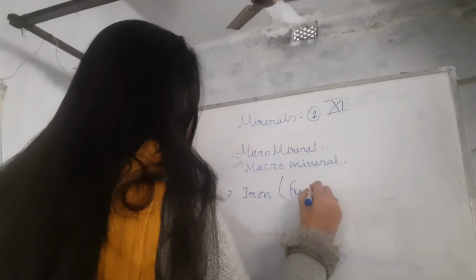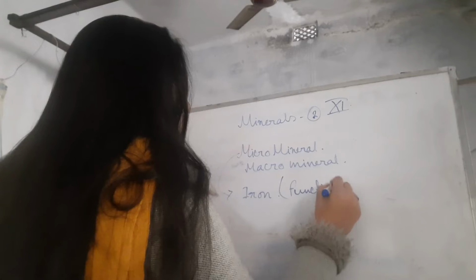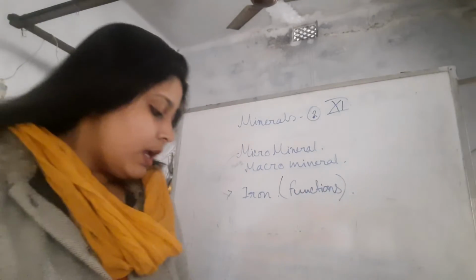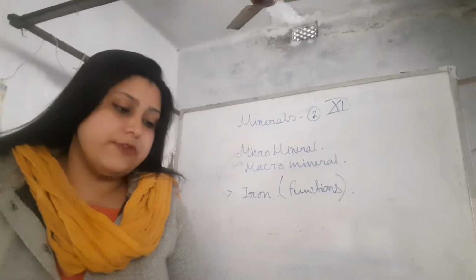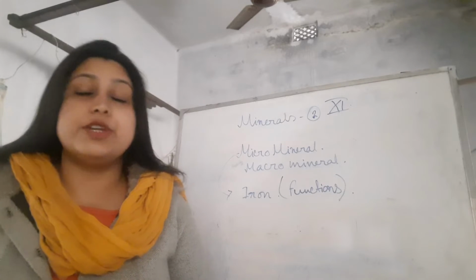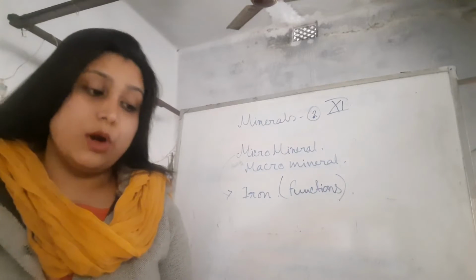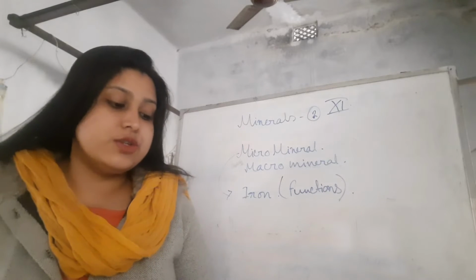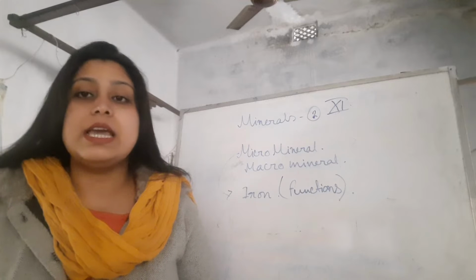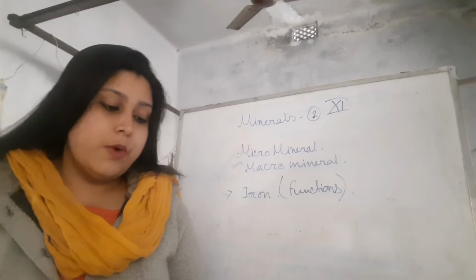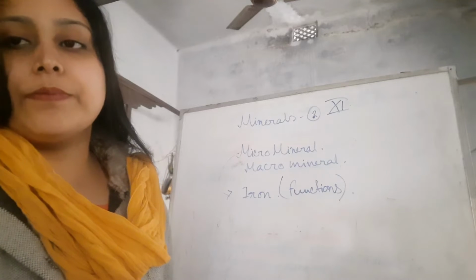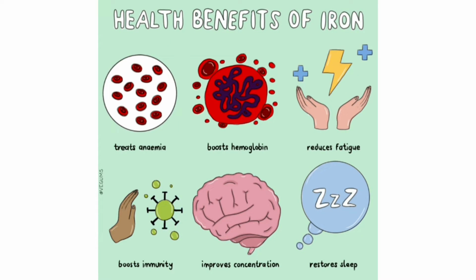Functions. So iron does very important functions in our body. It helps in the transport of gases, it helps in producing enzymes and helps them work. It helps in immune functions, brain functions, and the formation of RBC. For those points we will discuss with some video. So let's check. This is for the functions of iron.